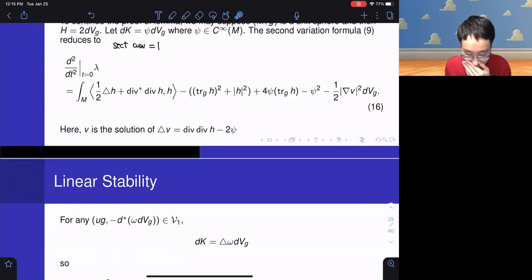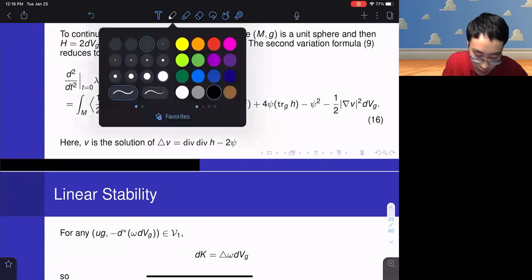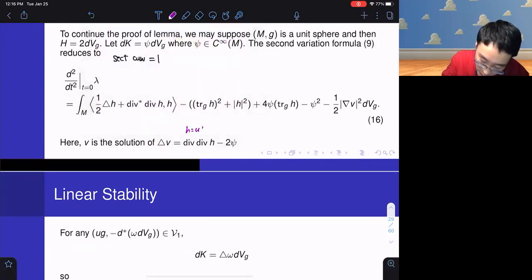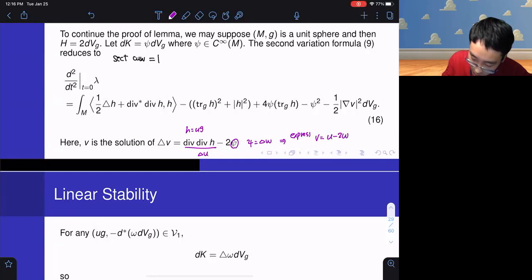Okay. And next, because you see, Laplacian V is a solution of divergence twice H minus 2 per psi. So here, if I say H is UG, this quantity is Laplacian U. So we may hope that if per psi is the Laplacian of some function, then we can express V to be U minus 2 omega.